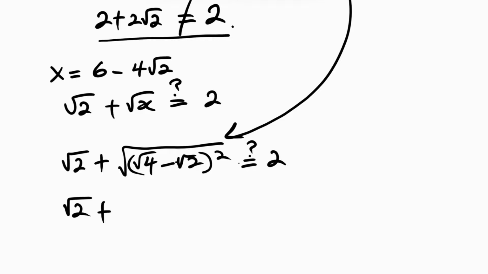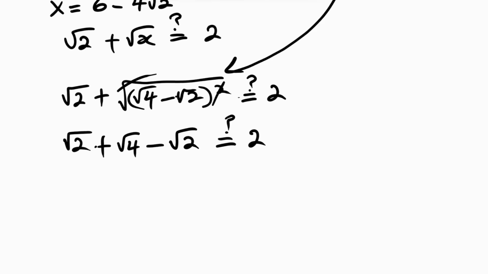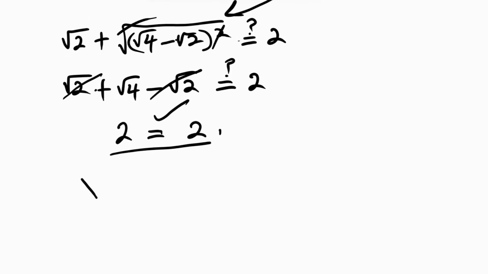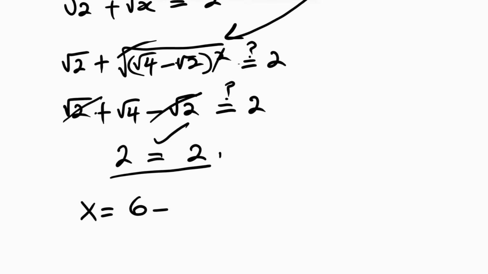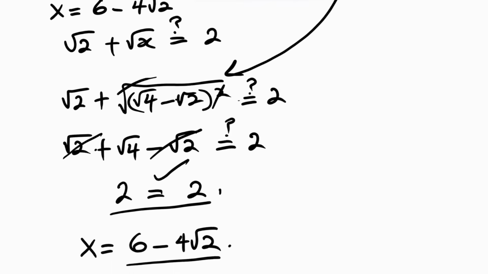So we have root 2 plus, the 2 cancels our square root, and we have root 4 minus root 2. And let us see if this is going to be equal to 2. Now root 2 minus root 2 will cancel out. Square root of 4 is 2. And this 2 on the left hand side is equal to the same value on the right hand side. That means our value of x, 6 minus 4 root 2, is the correct answer that satisfies our equation.